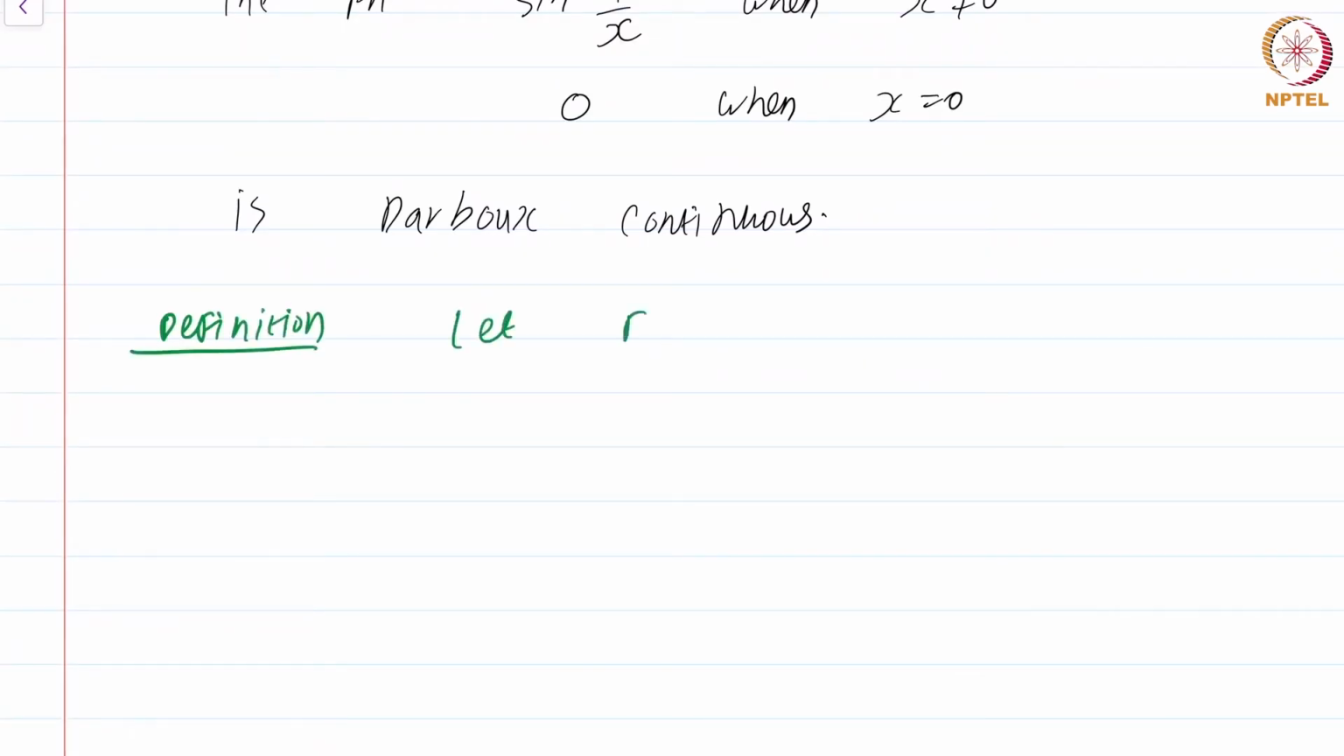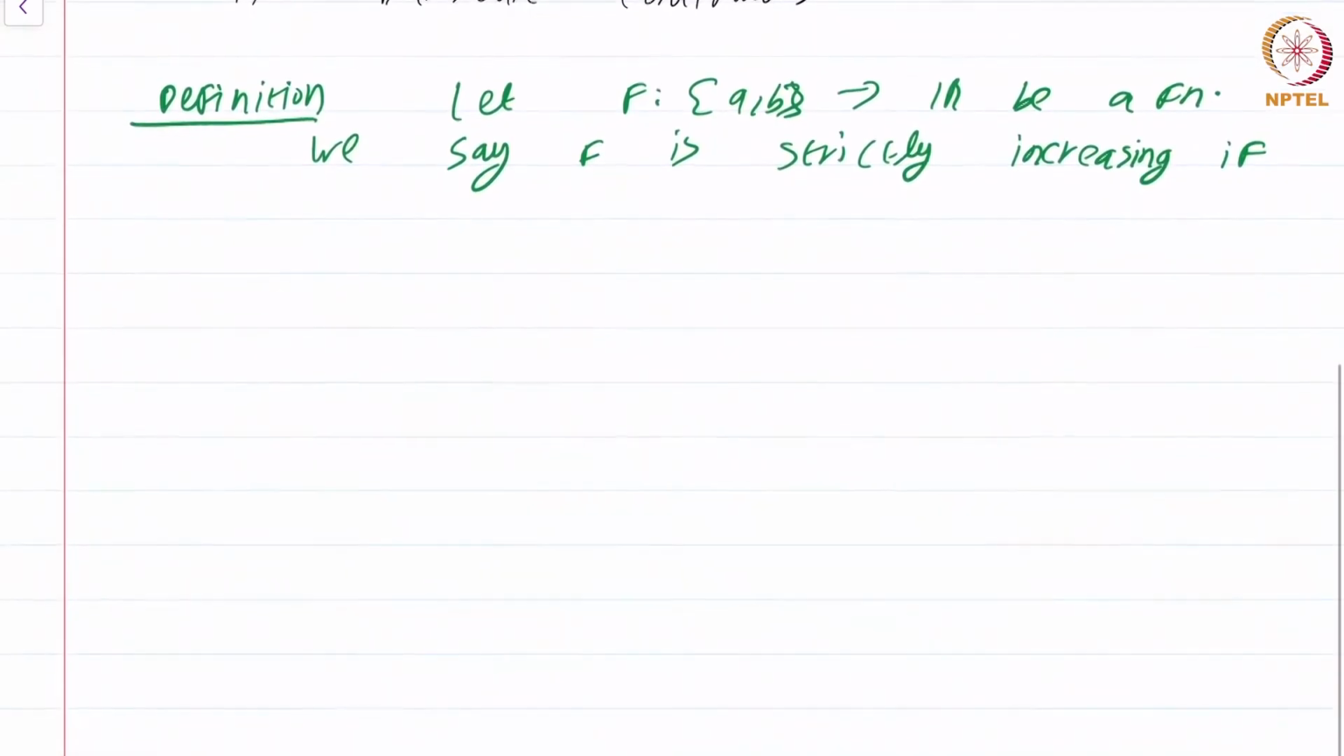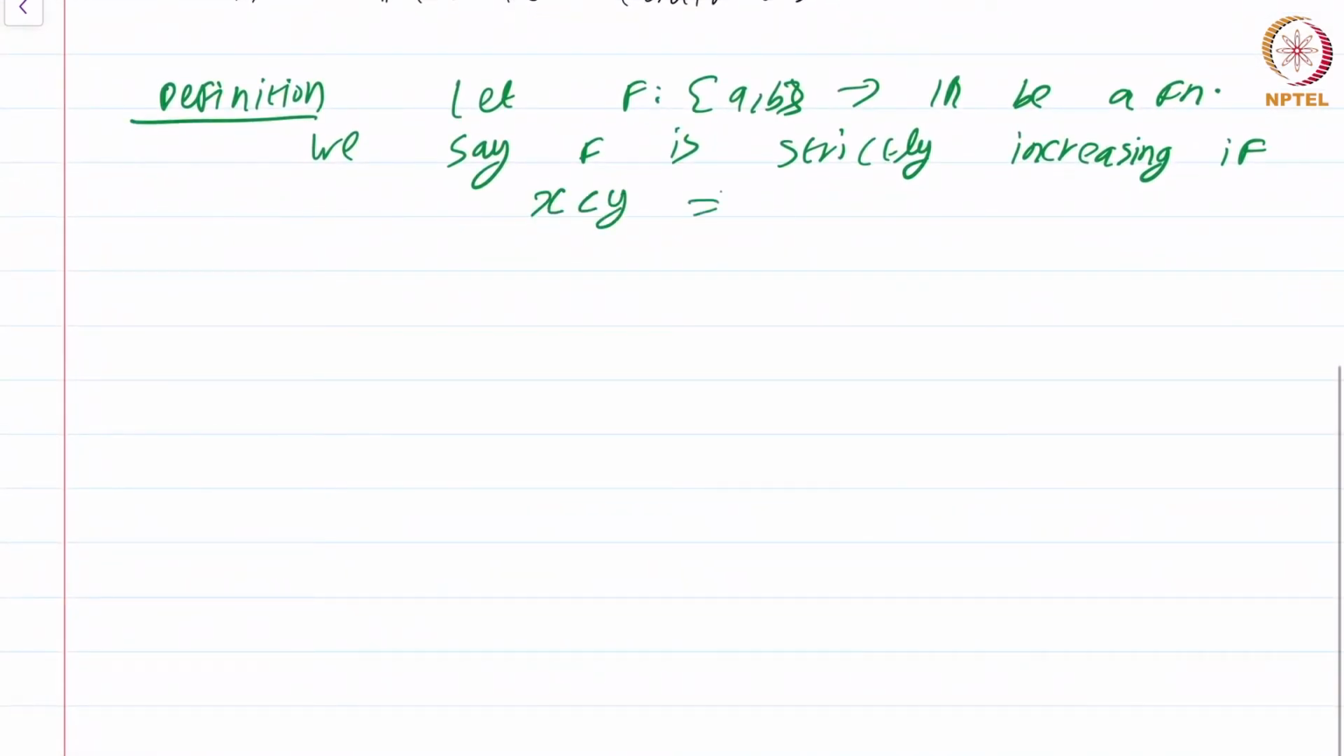Let f from [a, b] to R be a function. We say f is strictly increasing if x less than y implies f of x less than f of y for all x, y coming from [a, b]. So the definition is fairly straightforward. Just a remark.